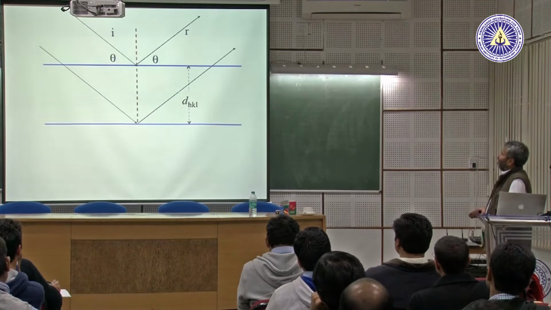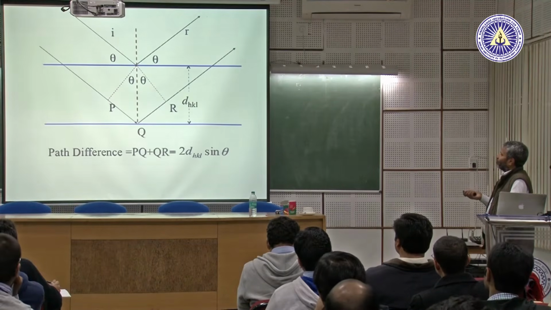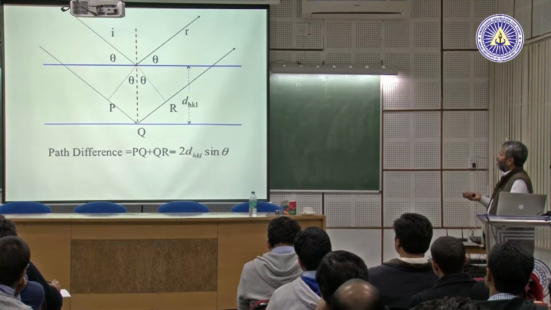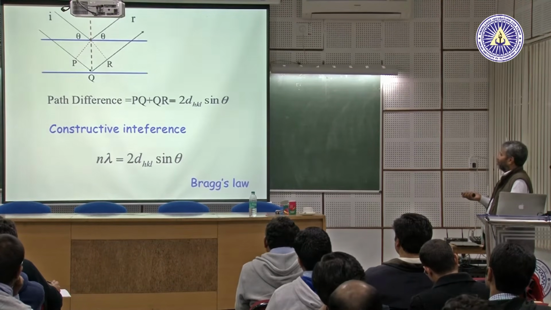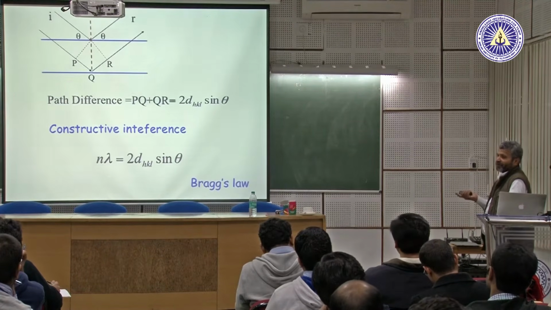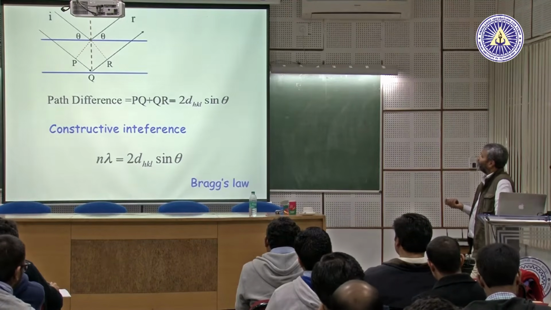Once you accept that, the path difference is PQR, where PQ and QR are both d sin theta. So the total is 2d sin theta. 2d sin theta is equal to, for constructive interference, an integer multiple of the wavelength. This we know from interference physics.